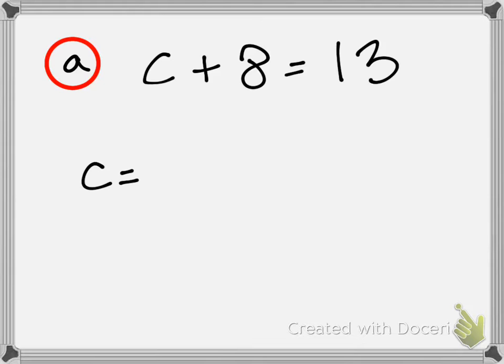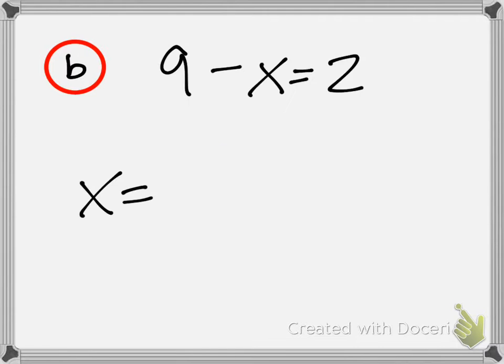Let's do our mental math. First problem, Ben, solve. C plus 8 equals 13. It would be 5. Perfect. C would be 5. Excellent. As we know, 13 minus 8 is 5. Next one. 9 minus x equals 2.